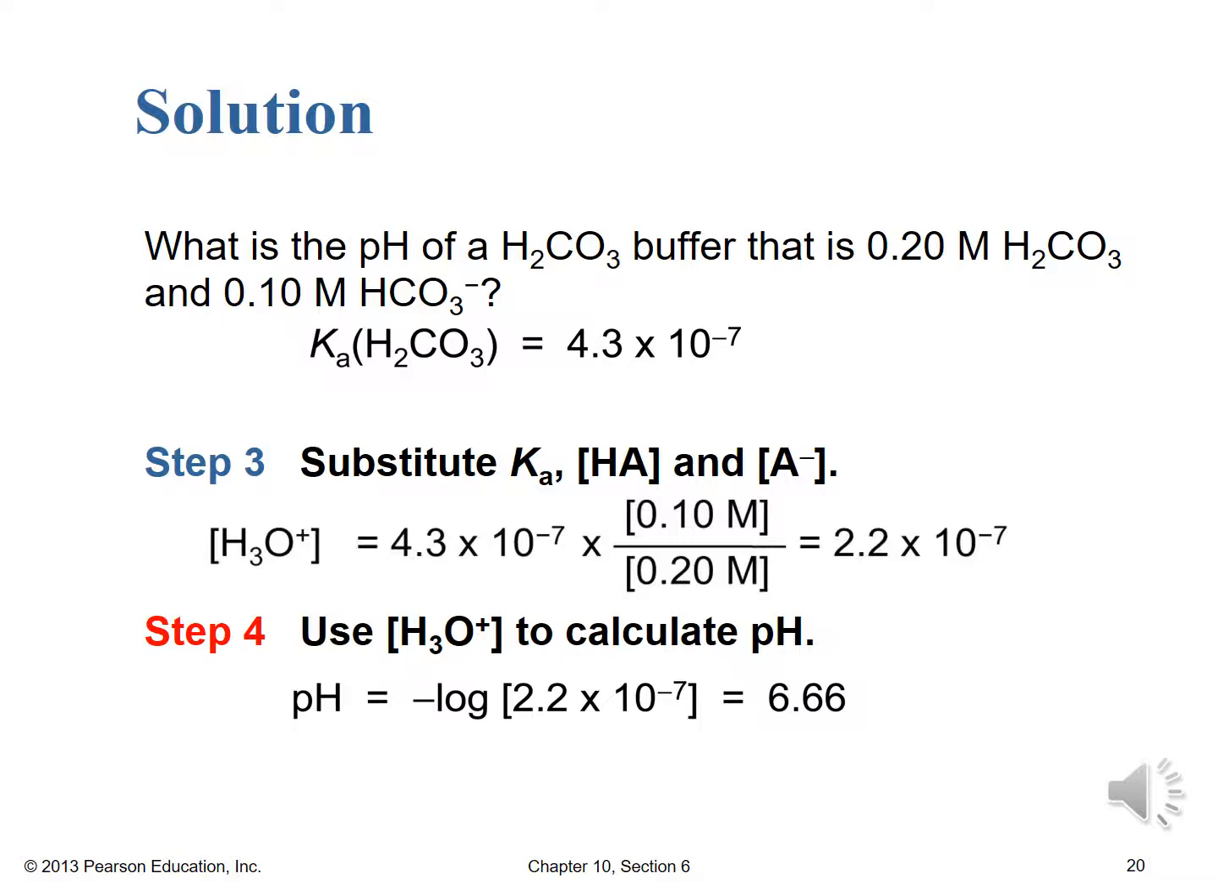So in this case, it wasn't the same because of the concentration of acid and base form being different, but we see in step 4 we can use the H3O plus that we calculated up there, and we find our pH is equal to minus log of 2.2 times 10 to the minus 7, and that gives us a value of 6.66. If we had just taken the minus log of the Ka, 4.3 times 10 to the minus 7, we would have gotten 6.37. So we can go up and down a little bit, usually plus or minus 1 pH unit from the pKa, technically the minus log of the Ka, is where a buffer will act well.